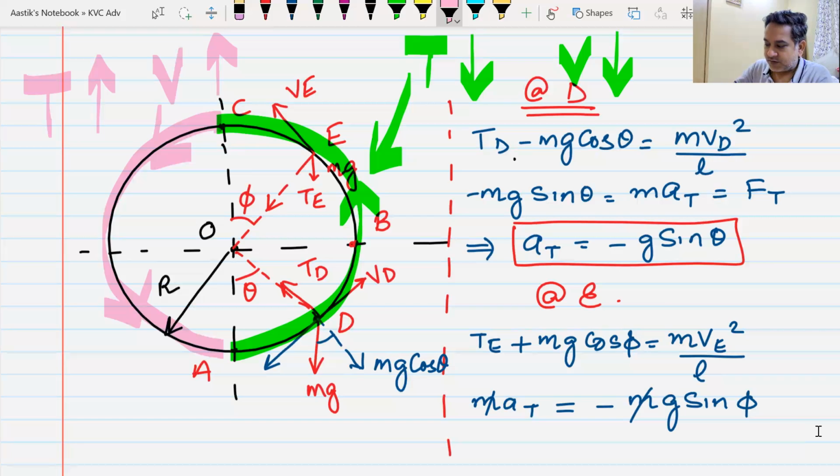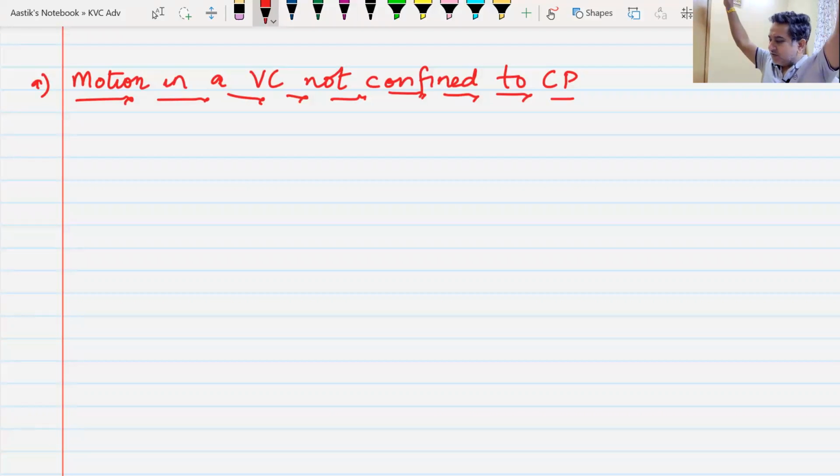Now this motion in a vertical circle would be studied under two headings. The first heading is this: motion in a VC not confined to CP. What does that mean? VC means vertical circle, and CP means circular path. So, motion in a vertical circle not confined to circular path.